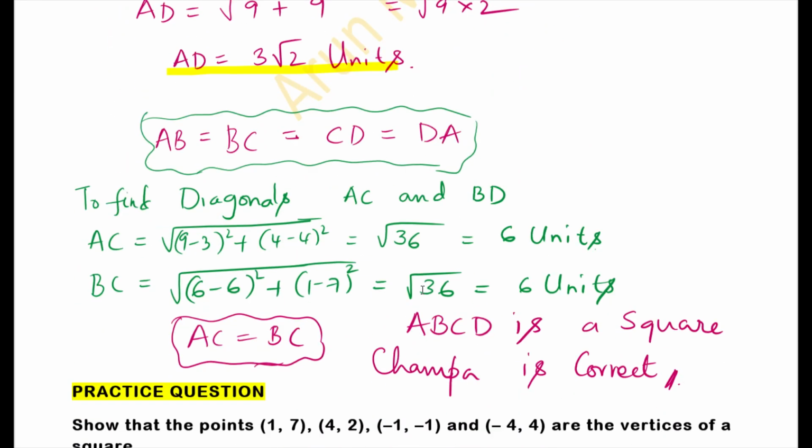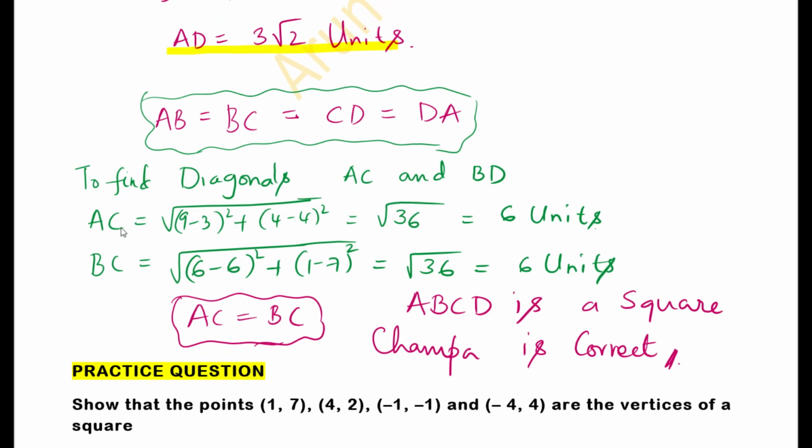You have got the diagonals AC and BD. I have written it as BC, but it is BD. The diagonal AC is equal to the diagonal BD, hence it is a square. The student Champa is correct.